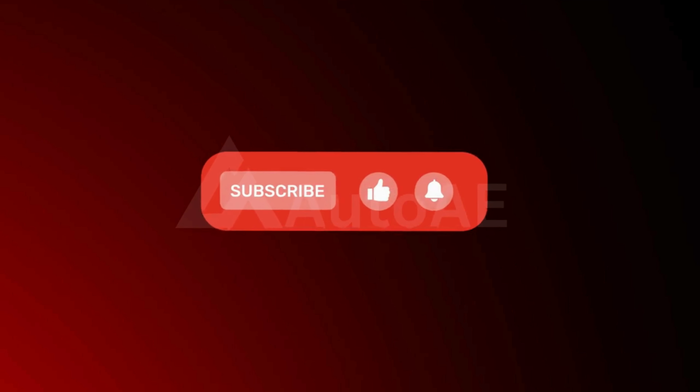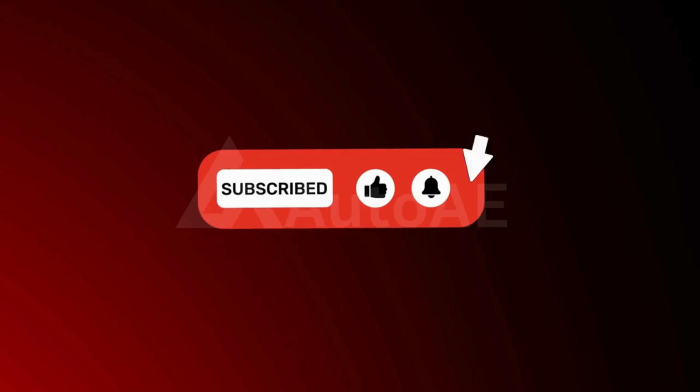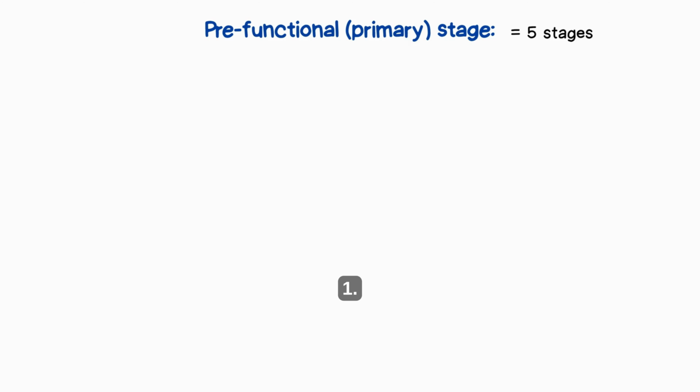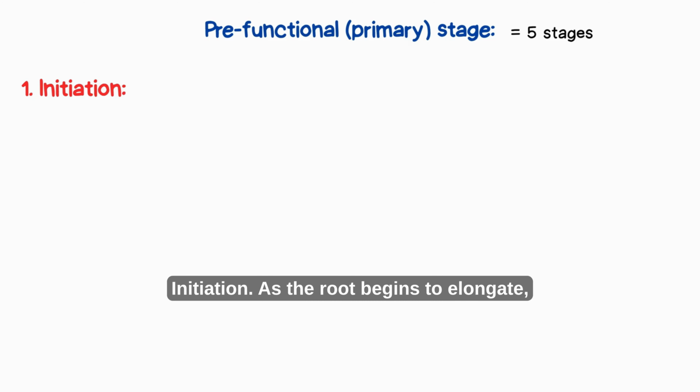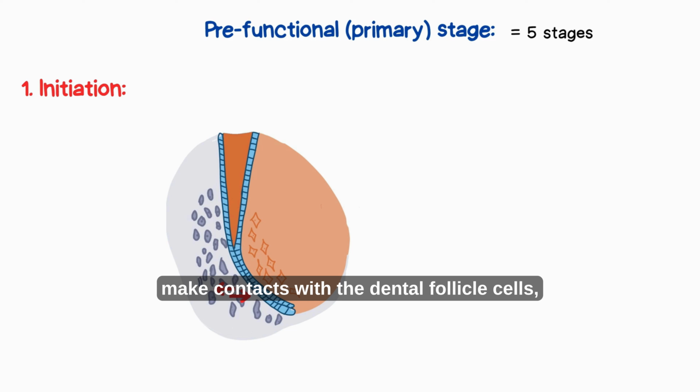We can divide the cementogenesis into 5 stages. 1. Initiation. As the root begins to elongate, the Hertwig's epithelial root sheath extends apically, makes contact with the dental follicle cells, and induces ectomesenchymal cells in the follicle to differentiate into cementoblast precursors through molecular signaling.